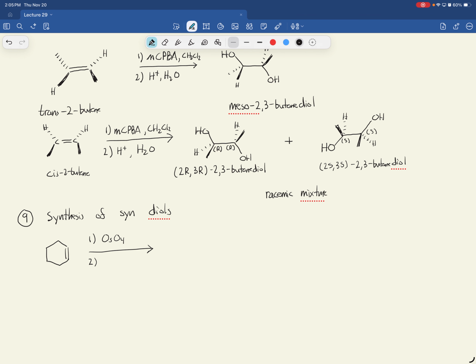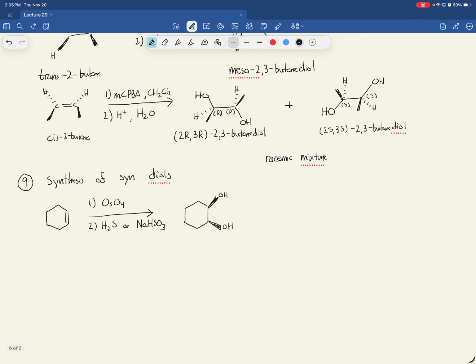So you need both osmium and then you need a reducing agent like dimethyl sulfide, sorry, not HS, H2S, or sodium bisulfite. Like that. All right, so what do you get? You get syn diols. So let's write the equation here. So you get syn diols. The OH groups are on the same side, so that's a syn relationship.